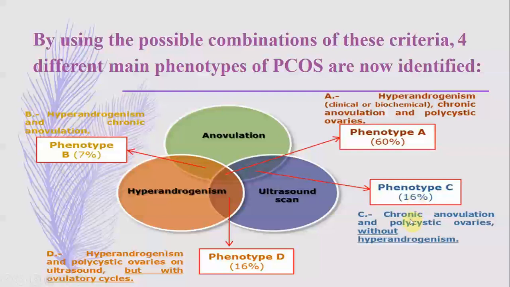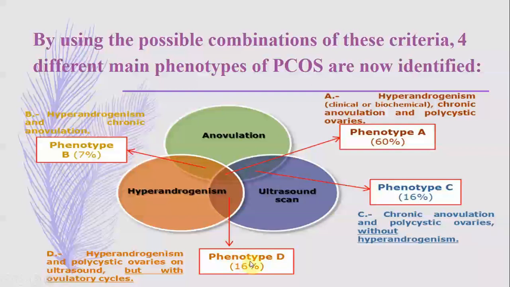Type C is chronic anovulation and polycystic ovary by ultrasound without hyperandrogenism. So the patient has no hirsutism, no acne, no frontal baldness, no picture of hyperandrogenism, but she has an irregular cycle, amenorrhea, oligomenorrhea, and the ultrasound shows a polycystic ovary.